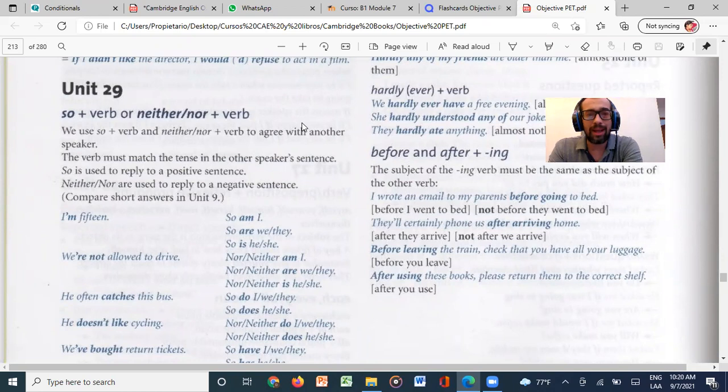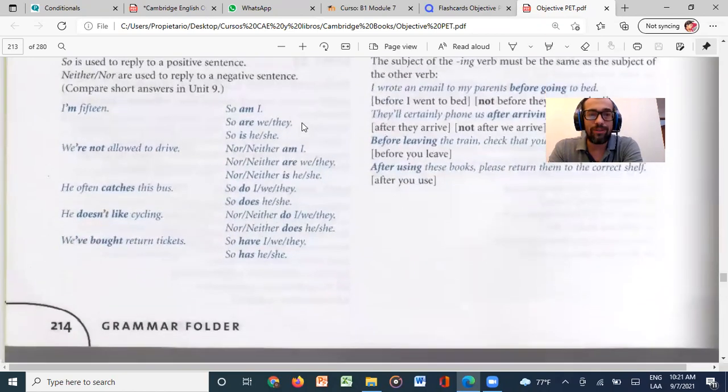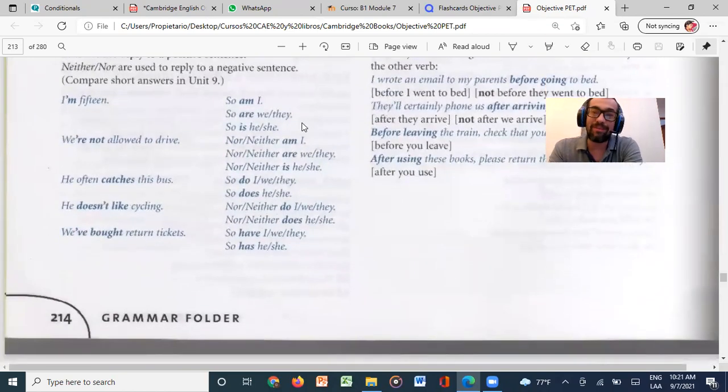So is used to reply to a positive sentence. Neither or nor are used to reply to a negative sentence. For example, if you say, I'm 15, and maybe you want to agree, maybe you are also 15 years old, so you can say, so am I. Or so are we, or so are they.